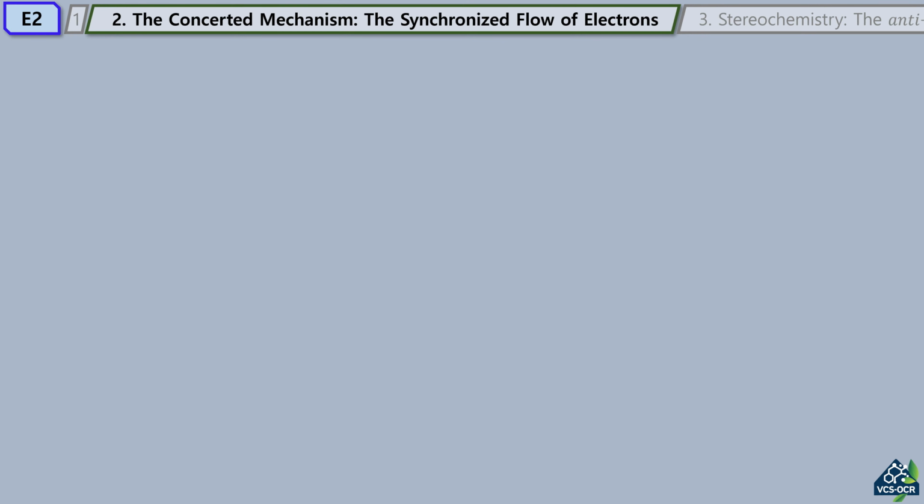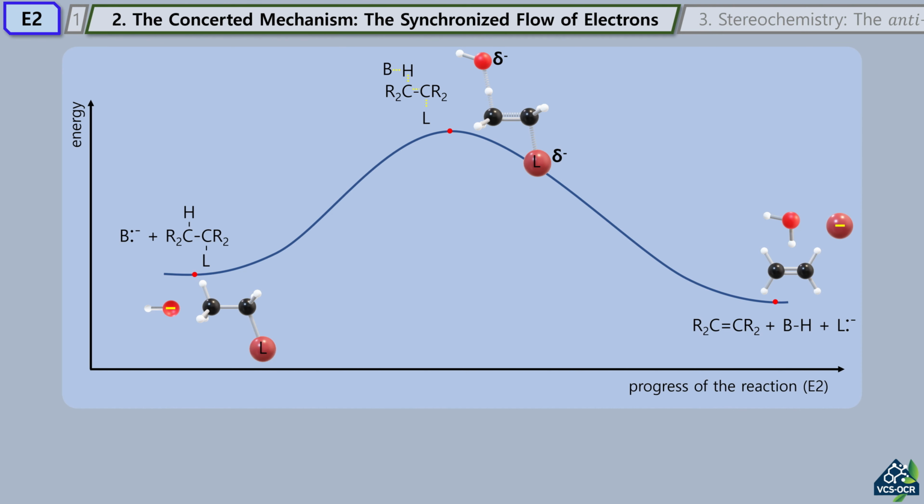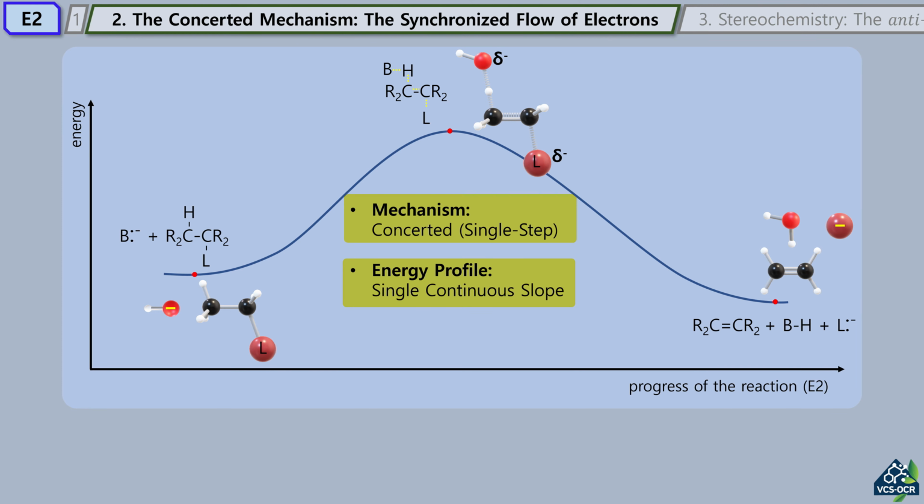Section 2. The concerted mechanism, the synchronized flow of electrons. The hallmark of the E2 mechanism is that it is concerted. In the language of physical organic chemistry, this means the reaction coordinate consists of a single continuous slope leading to one transition state. There are no carbocation intermediates and no discrete, isolable carbon ions.